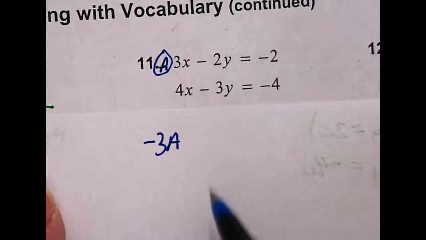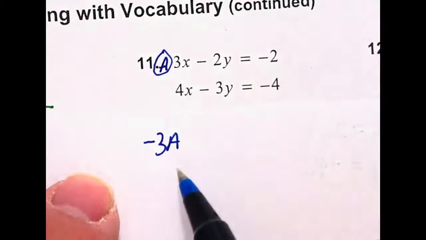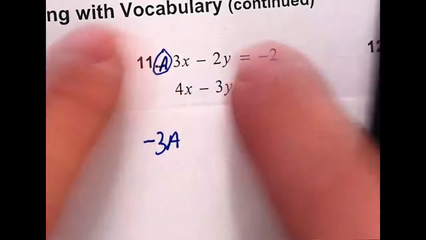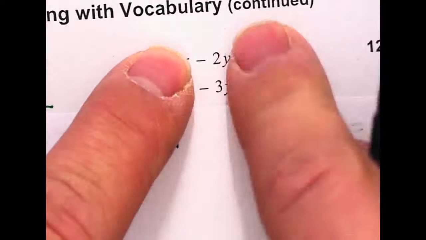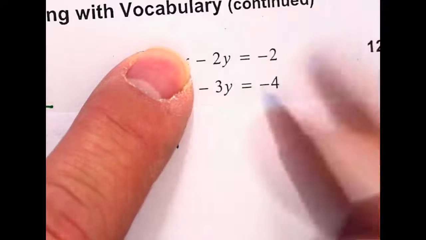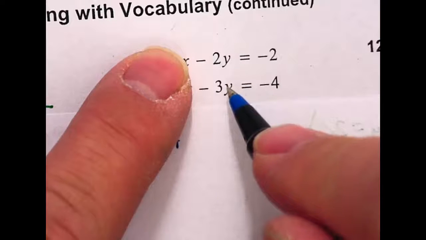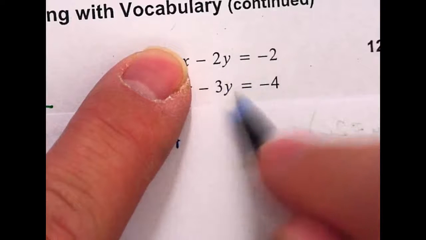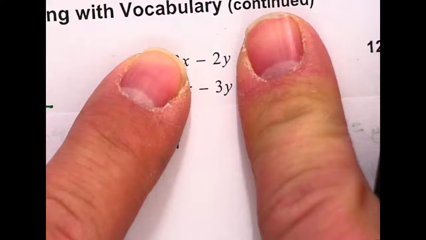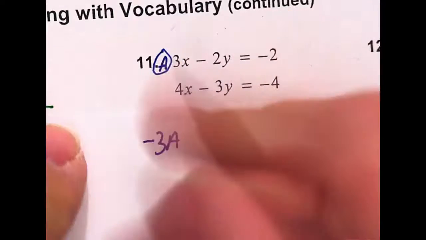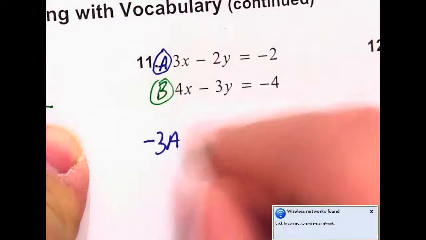So remember, this is my roadmap here. We know that negative 3 times equation A will give me negative 3 times a 2, which will give me a positive 6. Now I need to make this down here a negative 6, right? It has to be the opposite. So what do I multiply negative 3 by to make negative 6? By 2. So I'm going to take equation B, and I'm going to multiply it by 2.